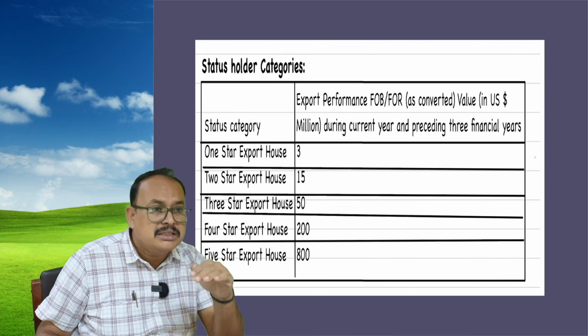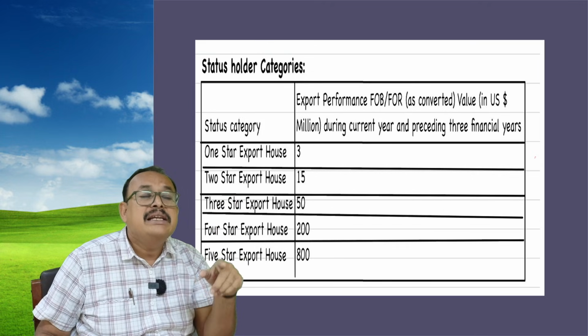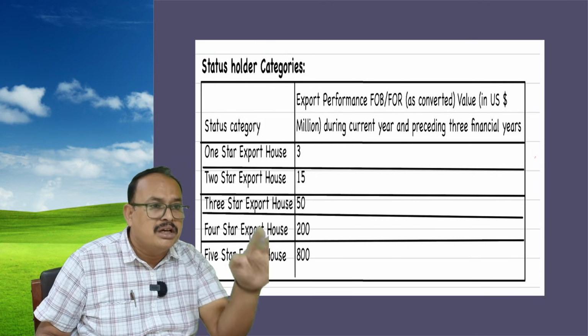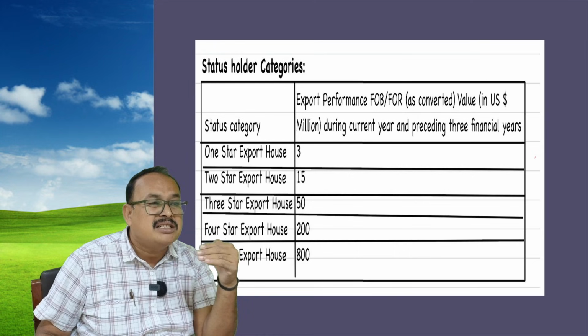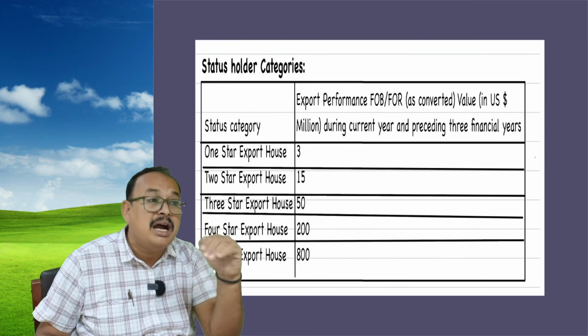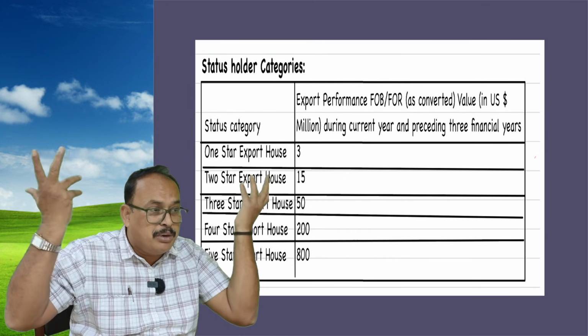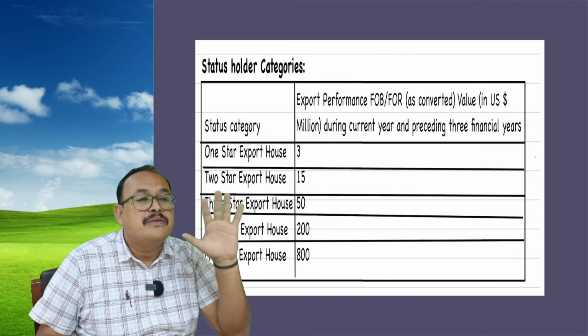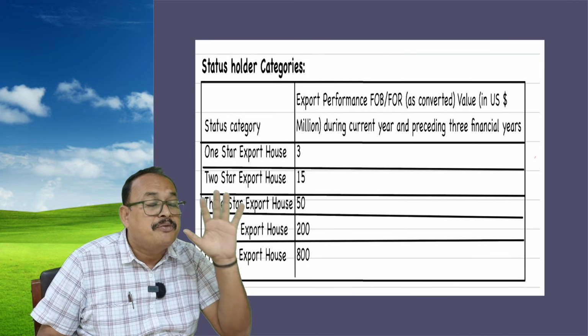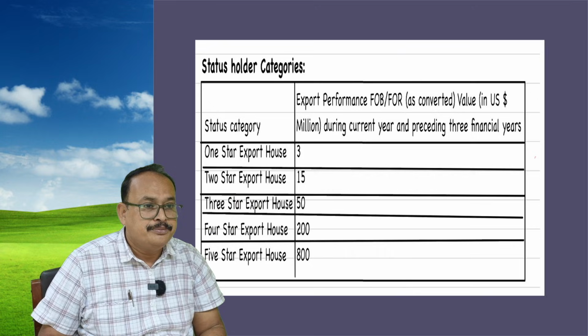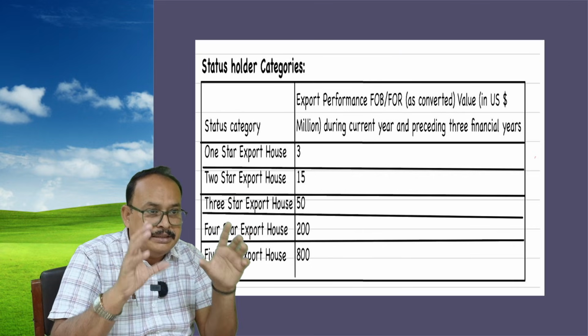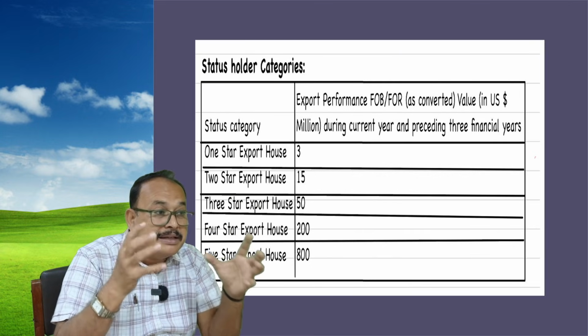$200 million and above, but less than $800 million, 4-star. If you are touching $800 million and exceeding, without upper limit, in that case you got 5-star export house. You got the clarity? This is one of the important criteria in the examination.